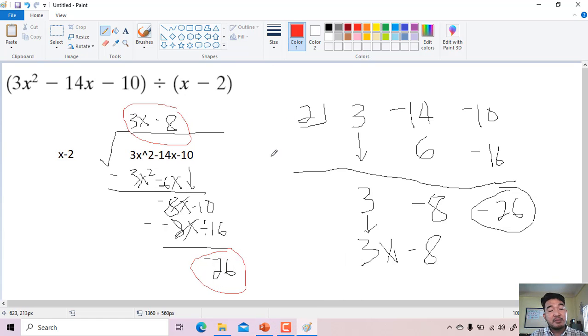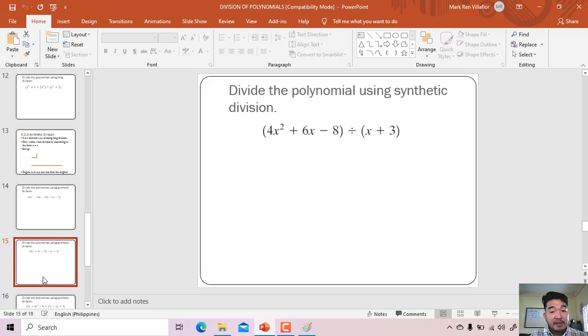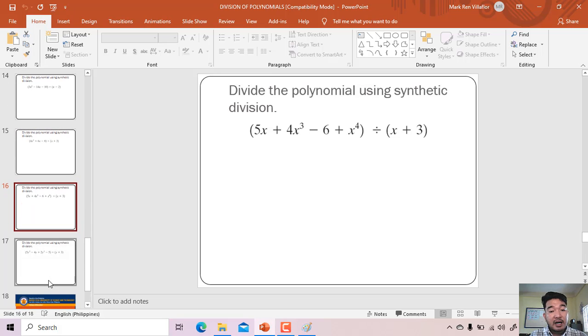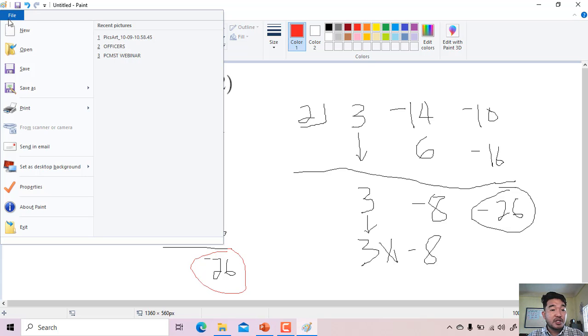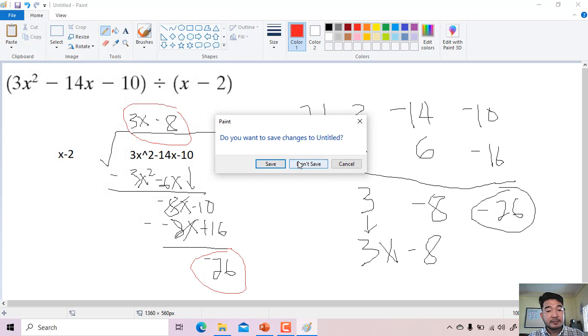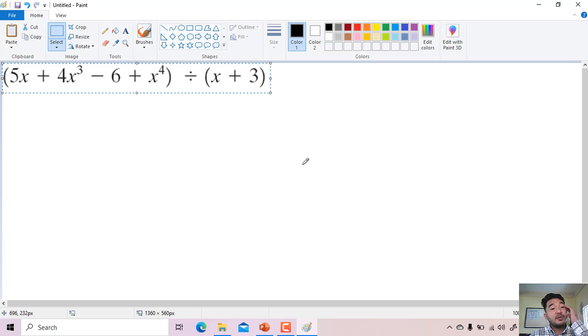We have the long division method and the synthetic division. So let us have another example. What if ang ating i-divide ay ganito? Okay? So let us try to solve this one using the synthetic division still. Okay, so you will have 5x plus 4x cubed minus 6 plus x to the 4 divided by x plus 3. So we write our setup. So the setup would be like this.